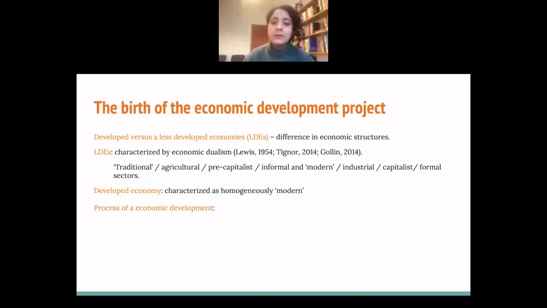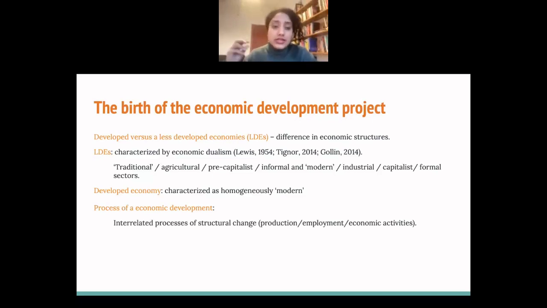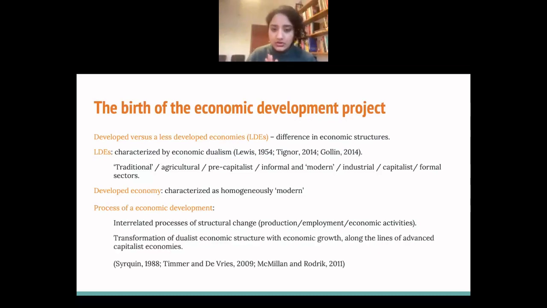driven and more productive. Based on this, the process of economic development was seen as various interrelated processes of structural change in the production structure, in employment, in economic activities, moving away from this dual economic structure that defines the less developed economies into a homogeneously modern kind of economic structure. And the idea was that there would be a transformation of this dual economic structure with more economic growth, such as to transform the economies along the lines of the advanced capitalist economies.